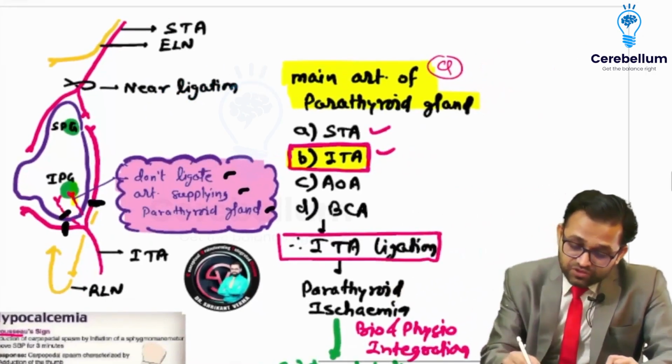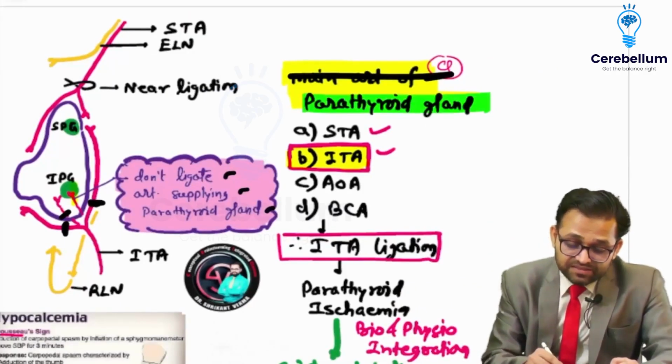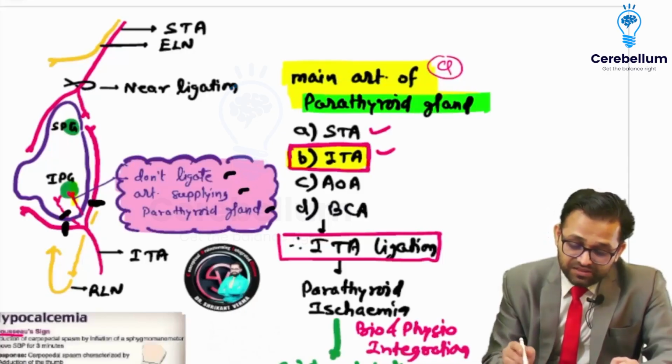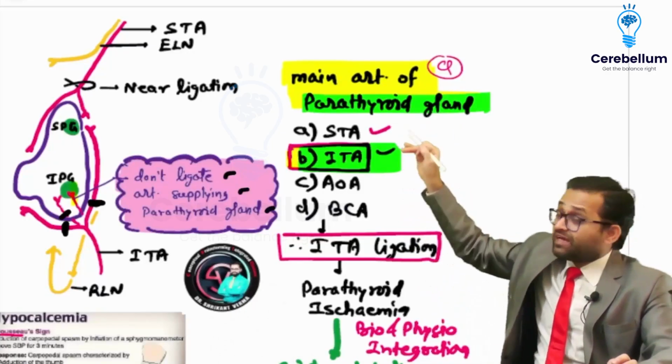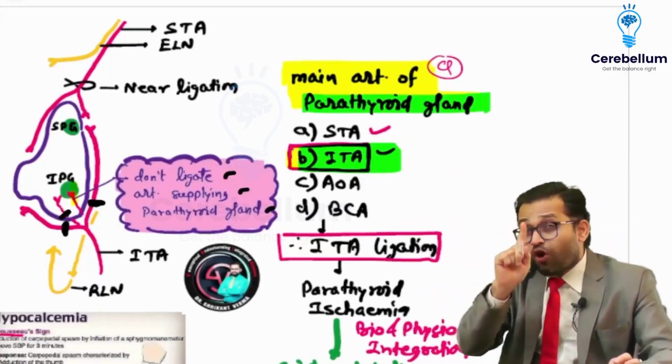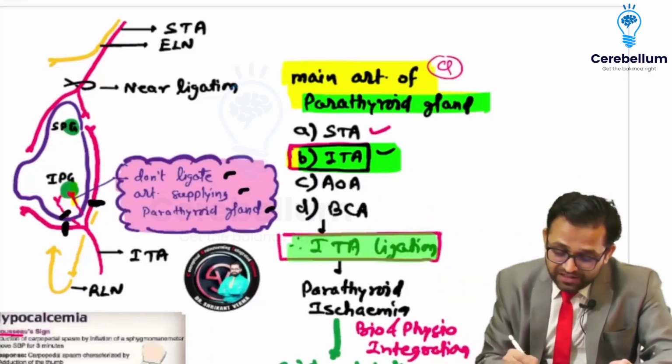So this is the MCQ: we covered the main artery of the parathyroid gland. Yes, the answer is the inferior thyroid artery. This is the best answer. Superior and inferior are both correct, but if you have to opt for one single answer, then the inferior thyroid artery is the best. So inferior thyroid artery ligation you have to do.